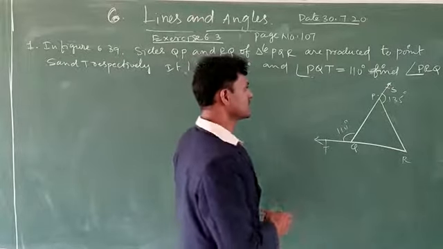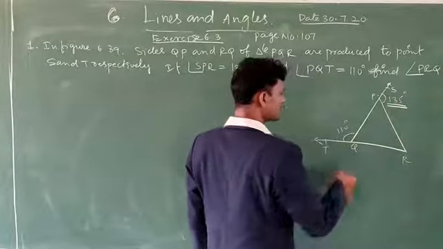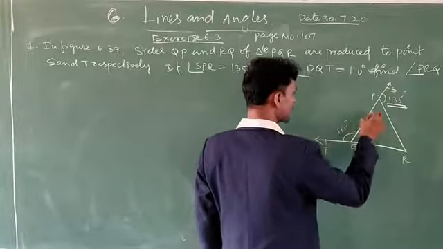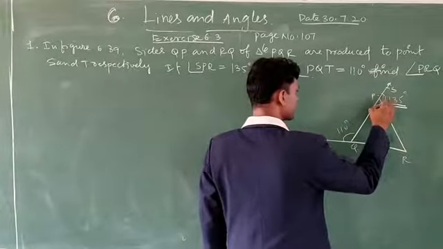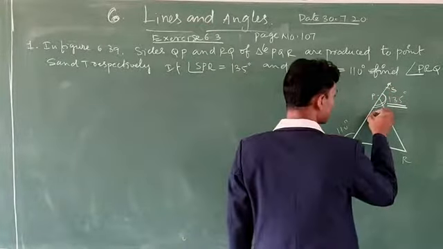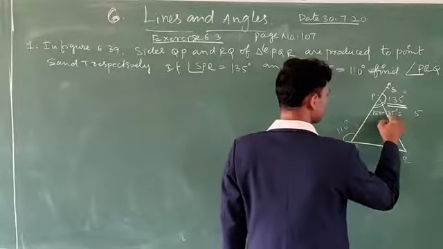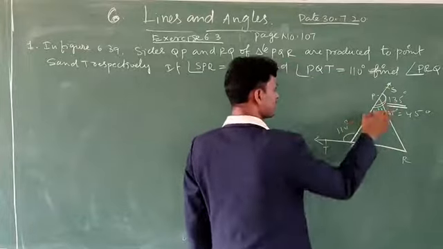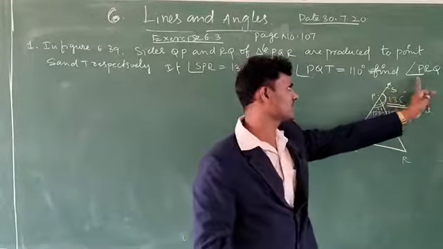Okay, listen. See here, this is 135 degrees, then this is 110 degrees. You have to find this angle. The sum of these two angles is equal to how many degrees? 180 degrees. Then 180 minus 135 is equal to how many degrees? This is 45 degrees. This angle is 45 degrees. Okay. Now you can find this angle.